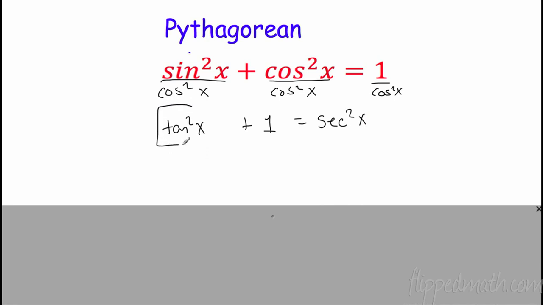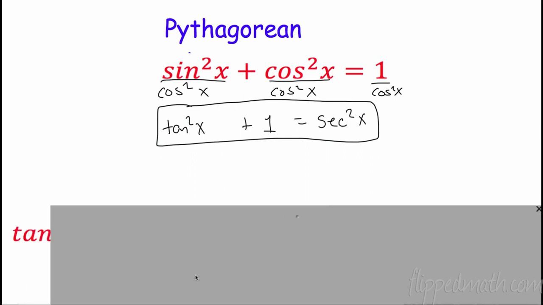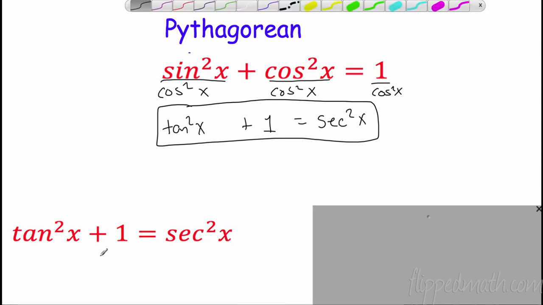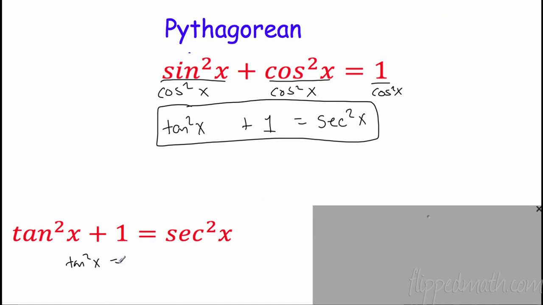So now we have another Pythagorean identity. All right? And you should probably write that one down. It's a big one. All right? So it is tangent squared x plus 1 equals secant squared x. All right? And along those same lines, if we had just tangent by itself, we could subtract 1, right? We could have tangent squared x equals secant squared x minus 1. So that's another thing we could substitute in. I see secant squared x minus 1, I can put tangent squared x.